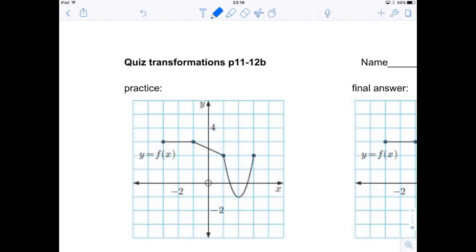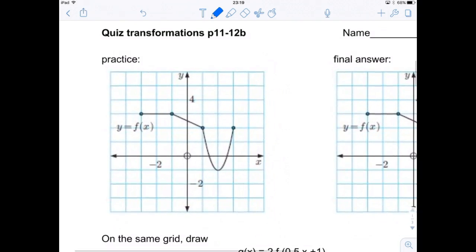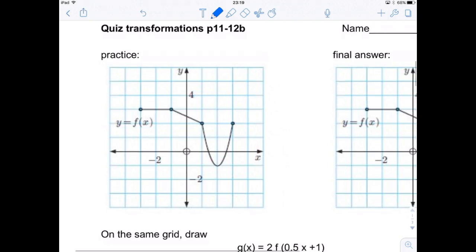Here are the solutions for the page 11-12 transformations quiz. I'm going to start with the B version. I'm going to do the B, C, and D versions, not the A version, because the A version is kind of easy. So let's start with the B version.